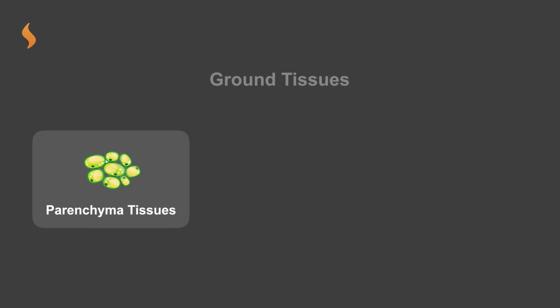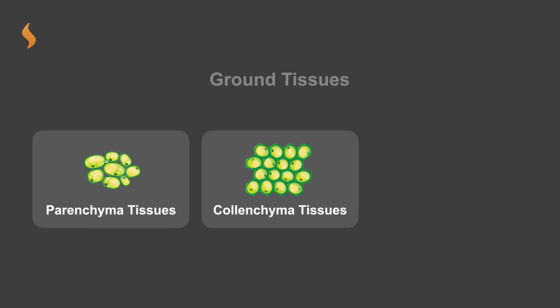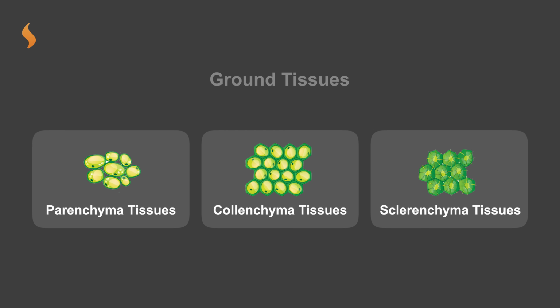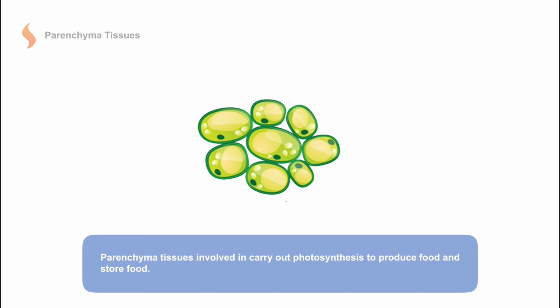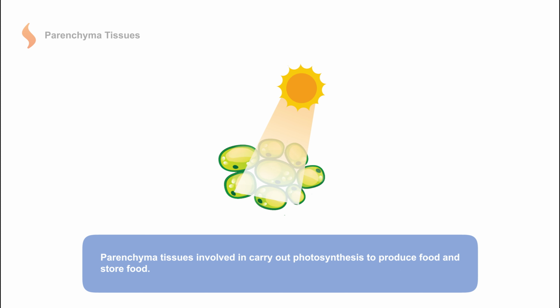There are three types of ground tissues. They are parenchyma tissues, collenchyma tissues, and sclerenchyma tissues. First, we will look into parenchyma tissues. Parenchyma tissues are the simplest living cells and do not undergo differentiation. Parenchyma tissues are involved in carrying out photosynthesis to produce food and in storing food.